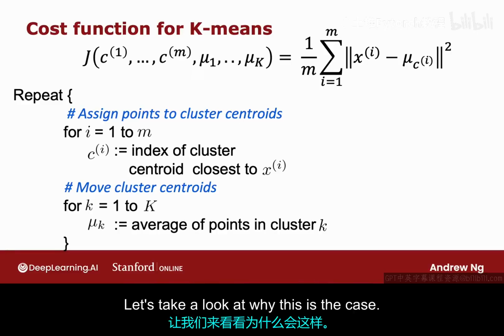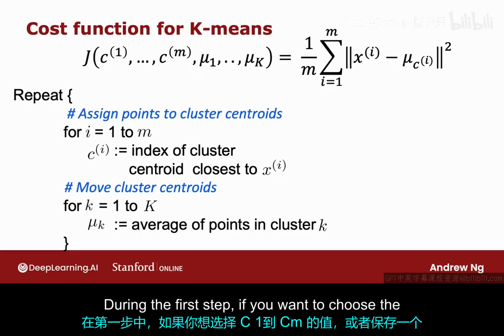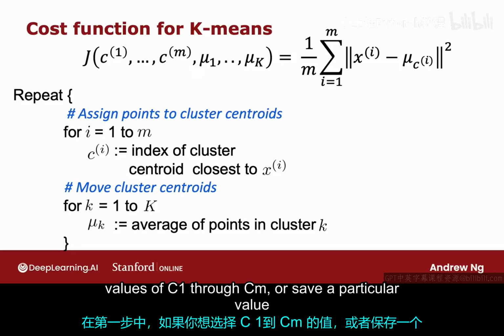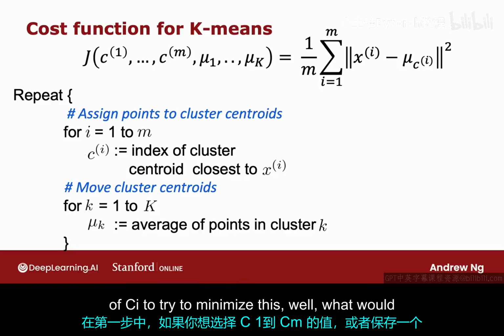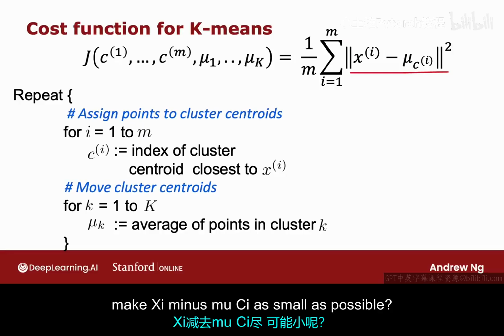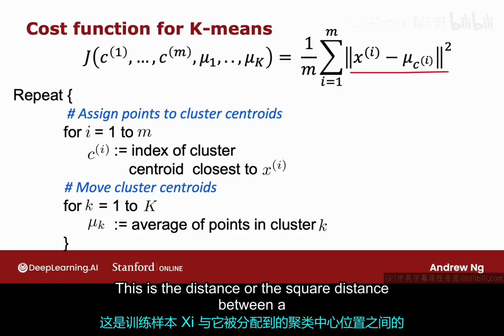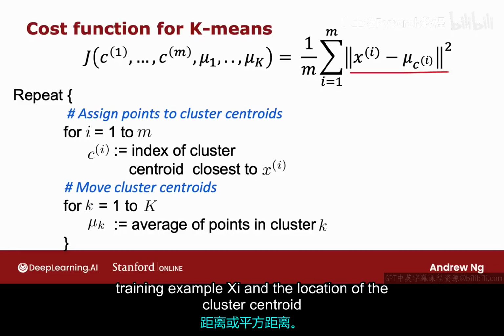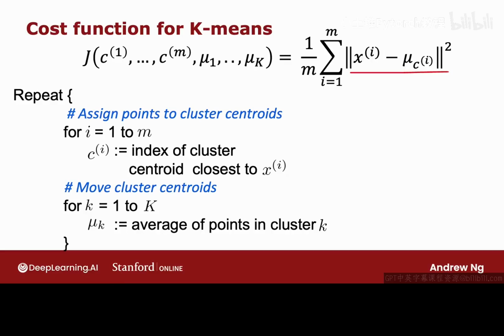Let's take a look at why this is the case. During the first step, if you want to choose the values of C1 through Cm, or say a particular value of Ci, to try to minimize this, well, what would make Xi minus mu Ci as small as possible? This is the distance, or the square distance, between a training example Xi and the location of the cluster centroid to which it's been assigned.